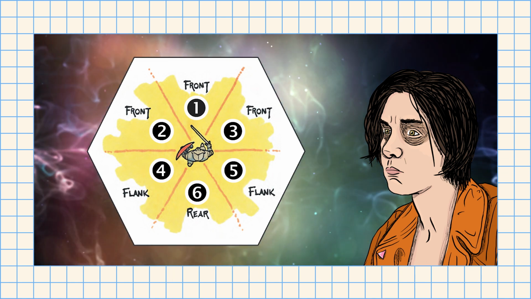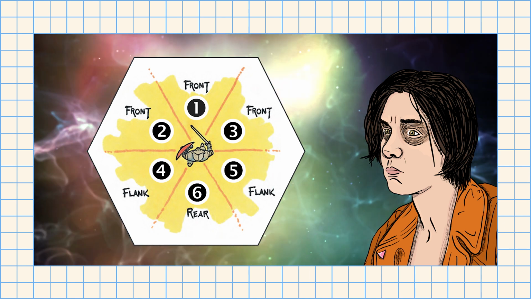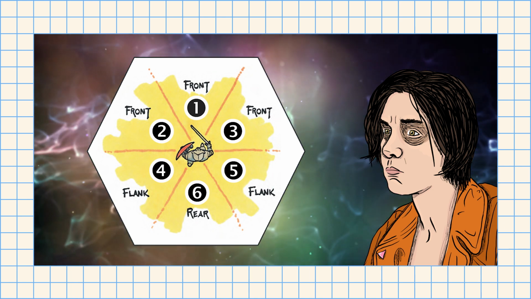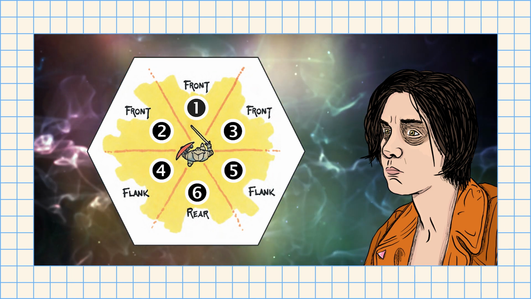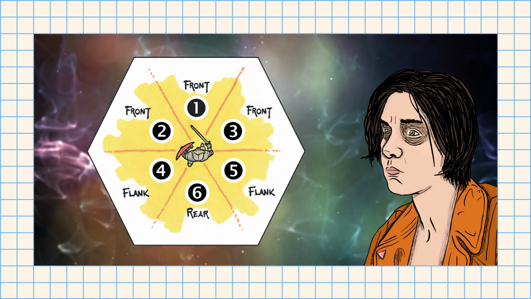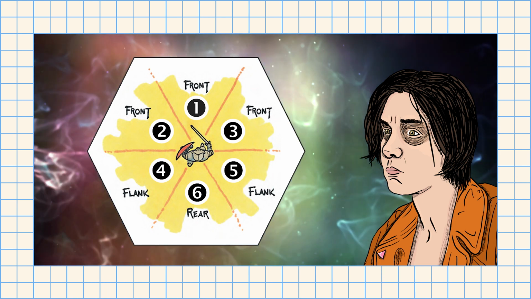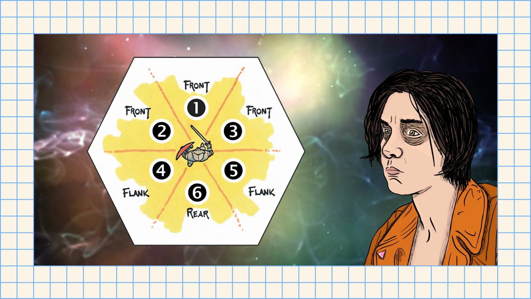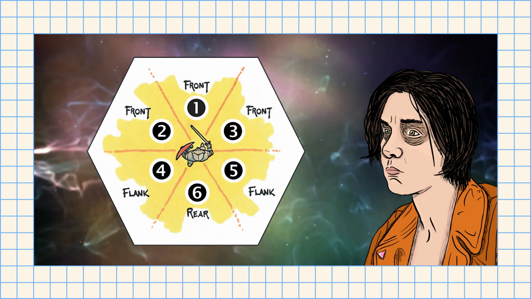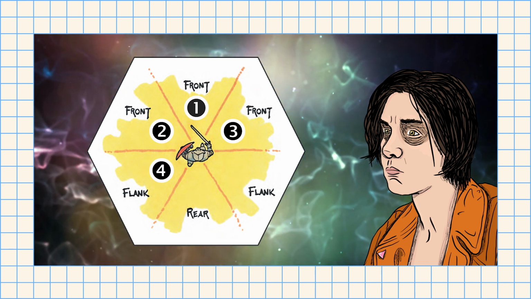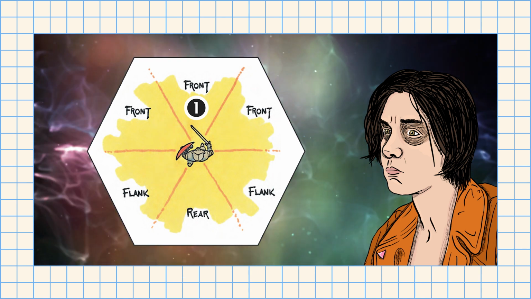Enemies 1 through 3 are attacking from the front, enemies 4 and 5 are flanking, and enemy 6 is attacking from the rear. Because tracking positions is the most difficult task in any theater of the mind combat, this system allows the Dungeon Master to simplify positions into a smaller chunk of information they can then apply to specific characters.